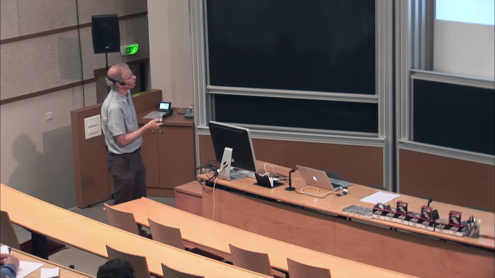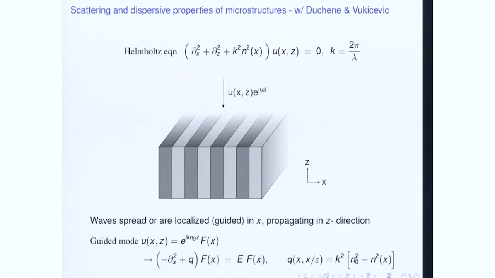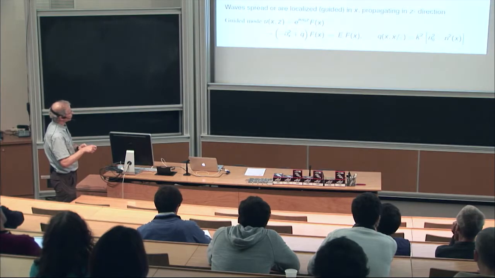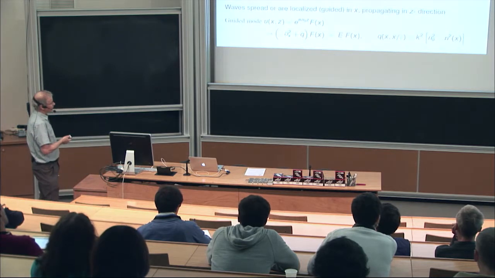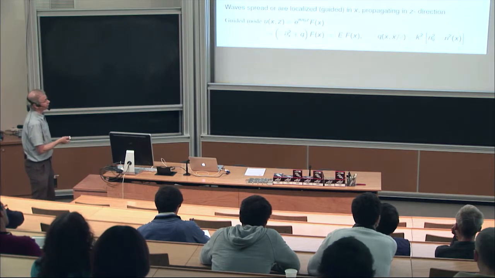Lambda is the wavelength. And as waves propagate in the structure, they'll either spread out laterally in the x direction, or possibly get localized, and they'll also propagate in the vertical direction, the z direction. So for example, if I wanted to look for guided modes, they would be solutions of the separation of variables form, e to the i k z, f of x, where f solves a Schrodinger equation, where the potential is obtained from the refractive index, n of x, like this.